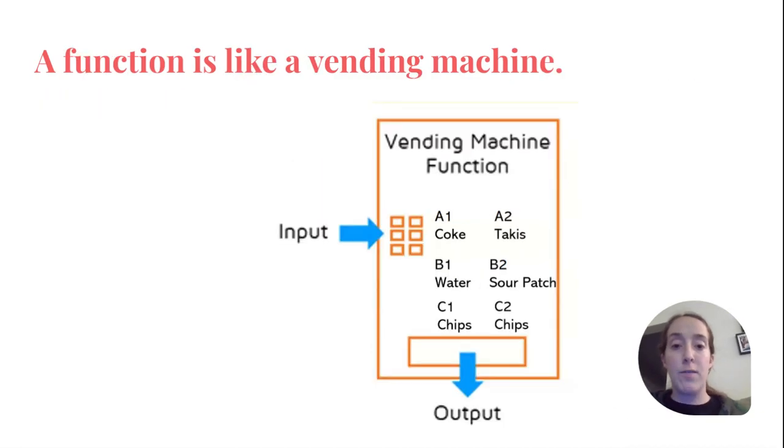A function is like a vending machine, where the inputs are the buttons you press and the output is what you receive. In a function, each input has exactly one output. In a vending machine, if you press the button C1, you're going to get chips every time. You're not sometimes going to get chips and sometimes going to get a chocolate bar. It's okay that more than one button will give you chips. Maybe chips are really popular, but as long as each button will give you exactly one thing, that's a function.